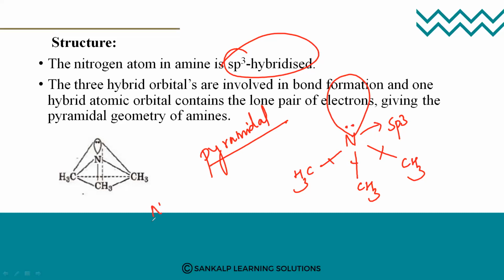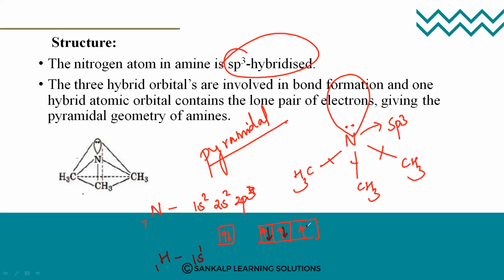Nitrogen is 7, so its configuration is 1s2, 2s2, and 2p3. You can see this when you write the outermost shell. Now, how many hydrogens are there? There are three hydrogens, each with 1s1. So three hydrogens means three bond formations.